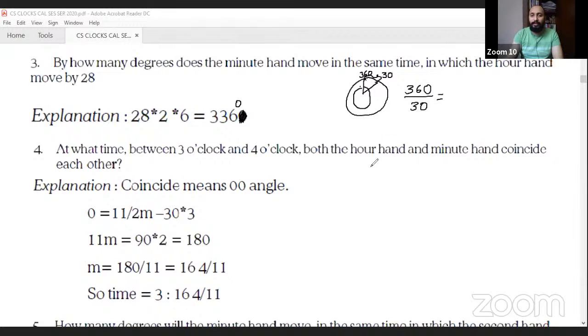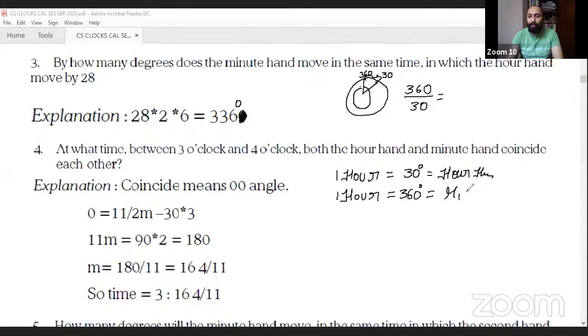This is hour. Do you understand? So 1 hour is equal to 30 degrees for the hour hand. So 1 hour is equal to 360 degrees for the minute hand. Yes or no? Minute hand. So if you divide it, you will get what? 12. 3 ones are, 3 twos are. You will get 12. So 12 times it will move. The number of times is 12 here.